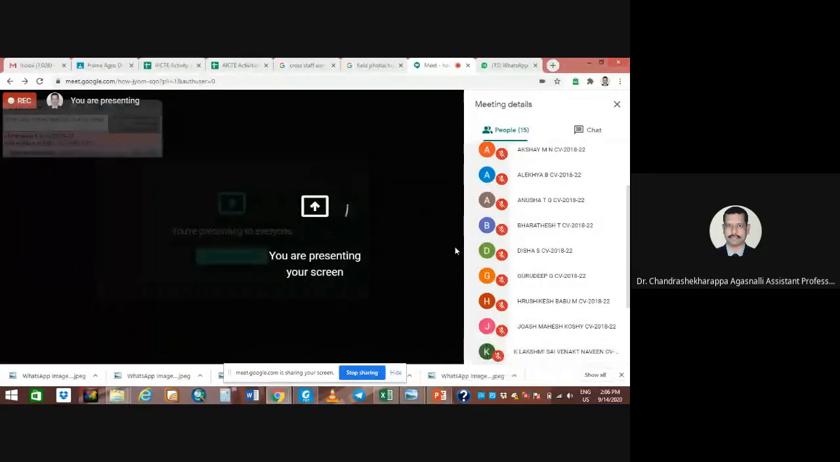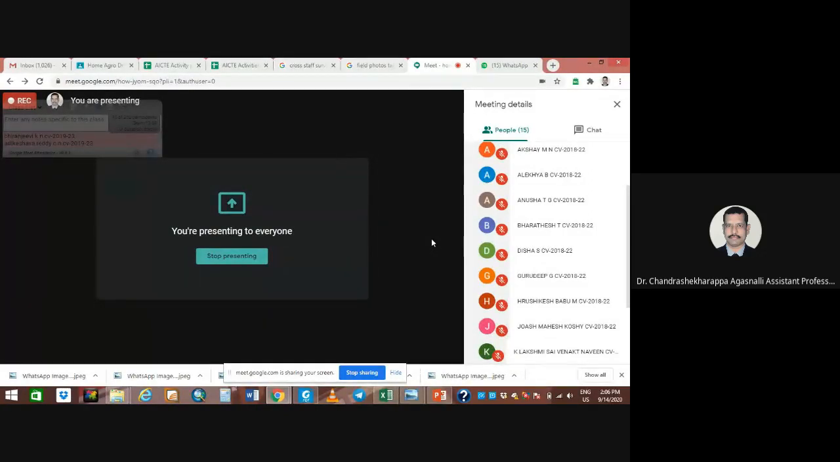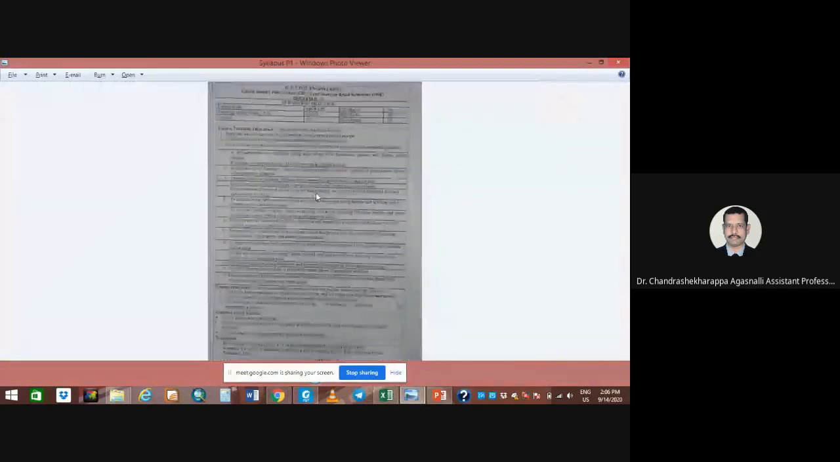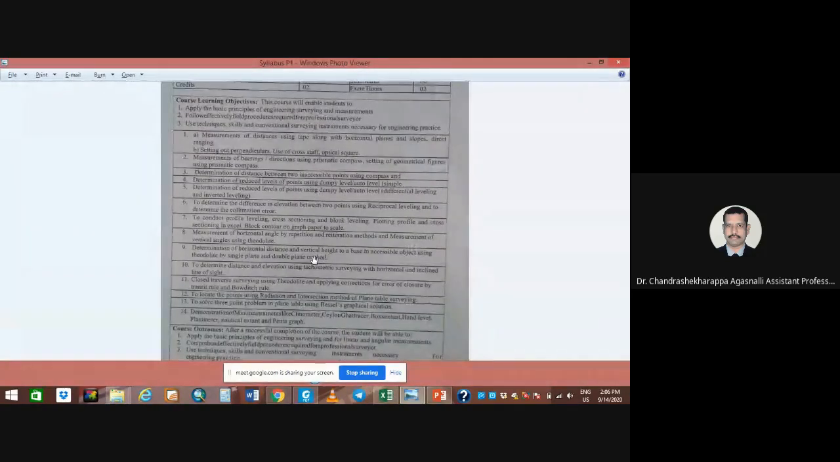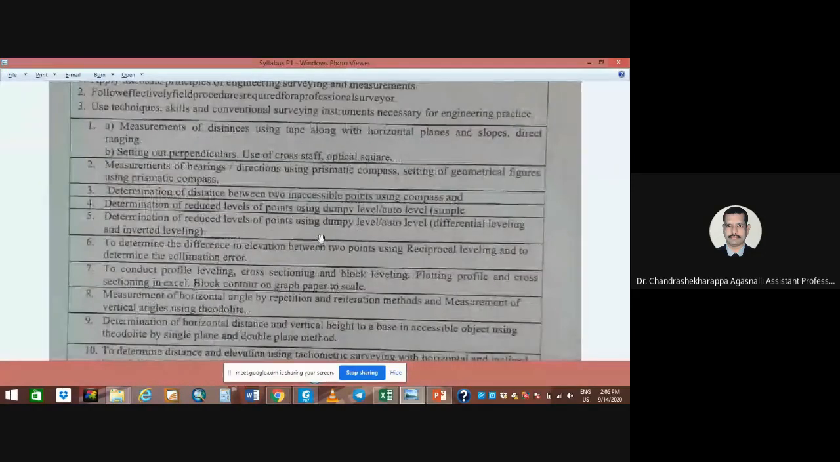So in the last class, we discussed the course content and lab experiments. There are about 11 or 14 or 13 experiments. First one is the measurement of distance using the tape along with the horizontal planes and slope, also with direct ranging. And setting out the perpendiculars, use of crossstaff and optical squares.